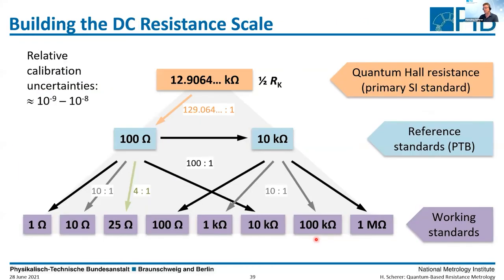I think this relates to this slide. As I said, we start from the quantum Hall effect, and then we use the cryogenic current comparator to calibrate our reference standards here at PTB. And from these, the practical working standards are calibrated. This is in principle the way we do it. Maybe the person who asked this question can make it a bit more concrete, and then I could come back to it after the talk, else I don't know what else to explain here. I would just continue.